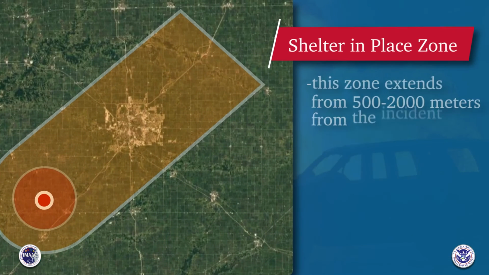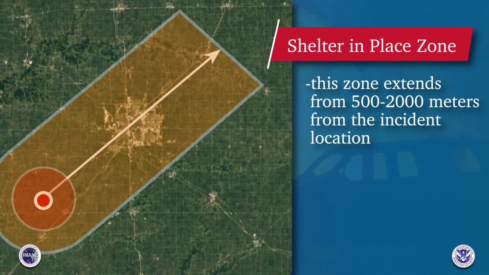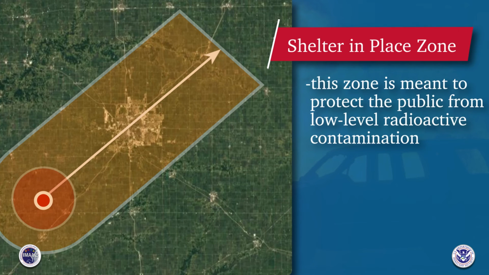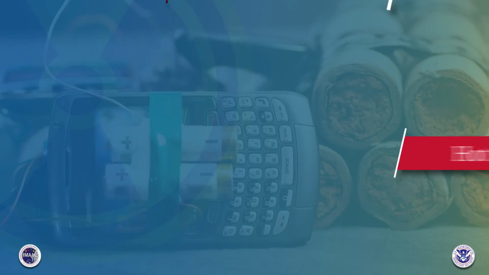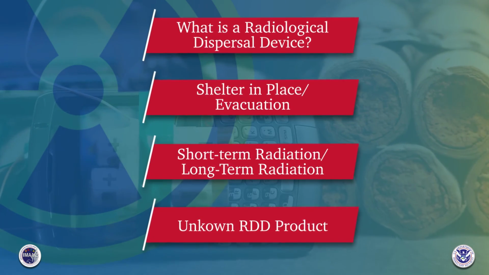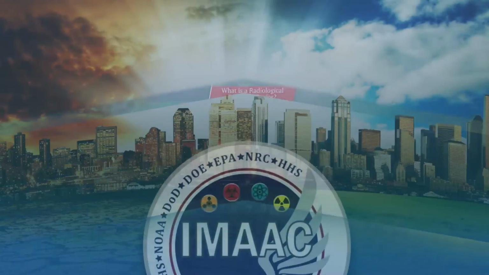The shelter-in-place zone extends from 500 to 2,000 meters, or approximately 1,600 feet to 1.2 miles, from the incident location. This zone is meant to protect the public from low-level radioactive contamination and external radiation emitted from radioactive ground contamination. These are some of the key aspects of radiological dispersal device incidents to understand when interpreting IMAAC products.